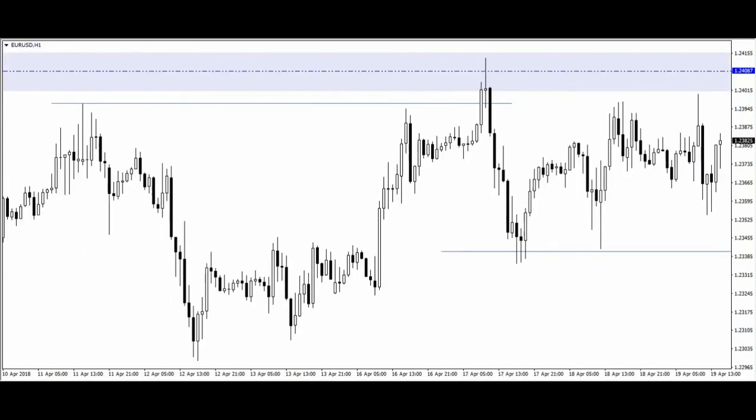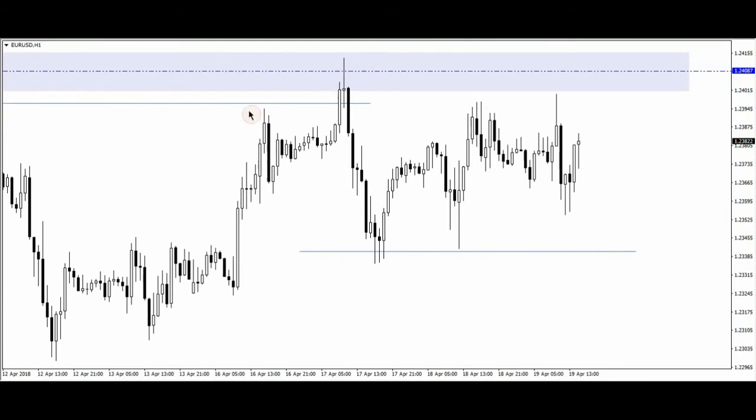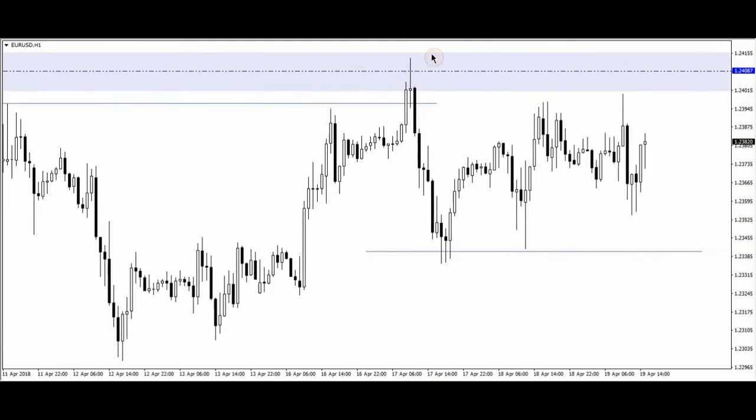So I went short on Tuesday. I'm not really going to go too much into details on that. I went short on Tuesday here, trimmed out my positions as price was moving lower, and then I went short again.